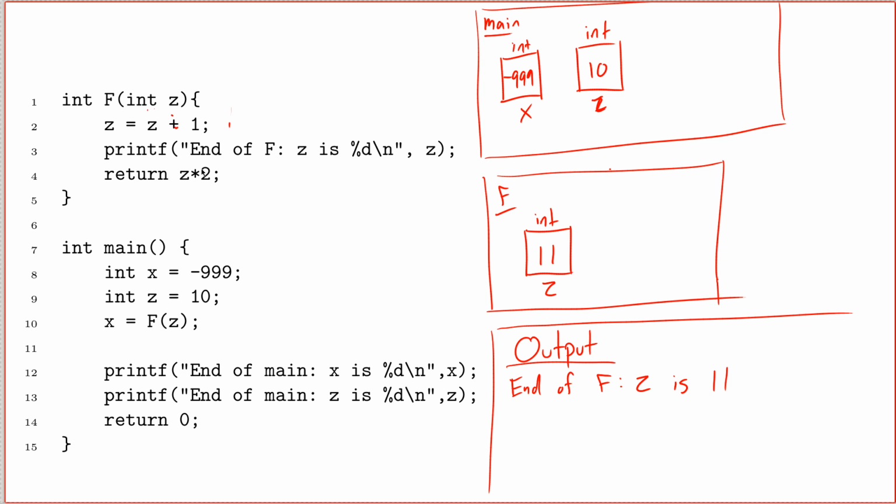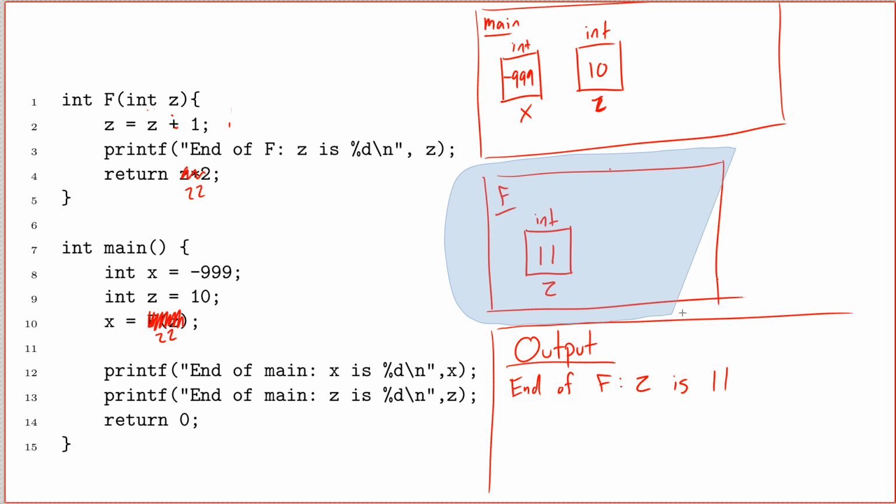Okay, return z times 2. So we make a note, what is z times 2? Well, z is 11, so z times 2 is 22. And we're going to return 22. So I go back to where I called the function, that's down here, and I sub in 22 in place of that function call. And then, as we know, I absolutely destroy that scope.